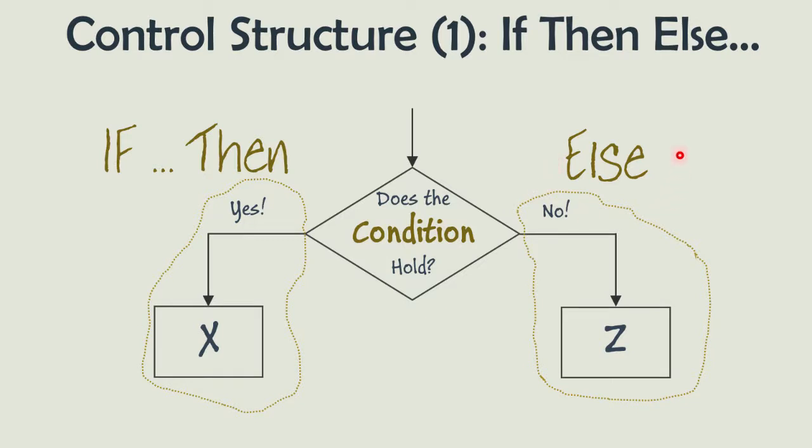I know it looks very simple, but let's make sure that we have fully comprehended this. I said the condition either holds or does not hold. So it is either true or false. If the condition is true, then the X part is going to be executed, and this means that the Z part will be bypassed. On the other hand, if the condition is false, the X part is going to get bypassed and the Z part is going to get executed. Therefore, in an if-then-else structure, only one of the blocks is going to be executed. It is either or, not both of them.